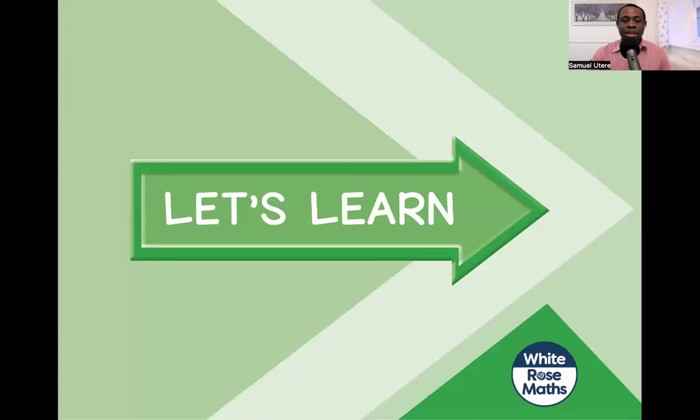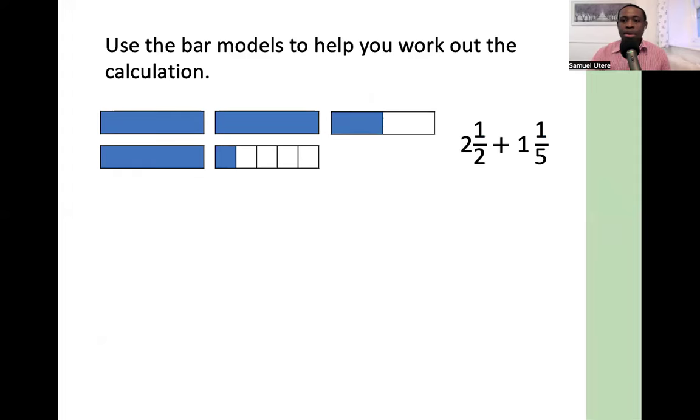Let's do our new learning for today. Remember, we're learning how to add improper fractions and mixed numbers. In the first part of the lesson, we're going to use bar models to understand how the addition of fractions actually works. After that, we don't really need them. In fact, we're going to move on to doing it in an abstract way using our understanding of fractions.